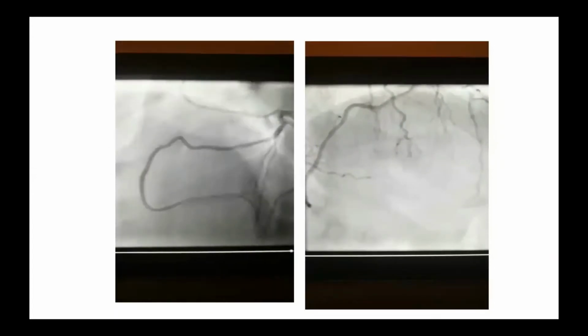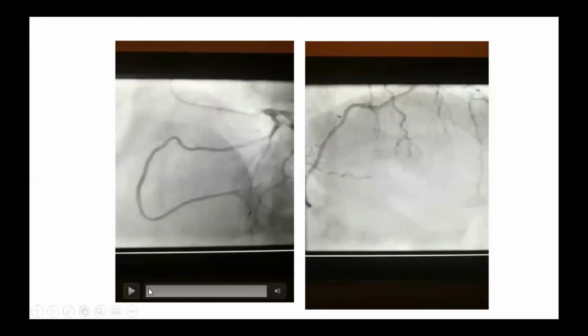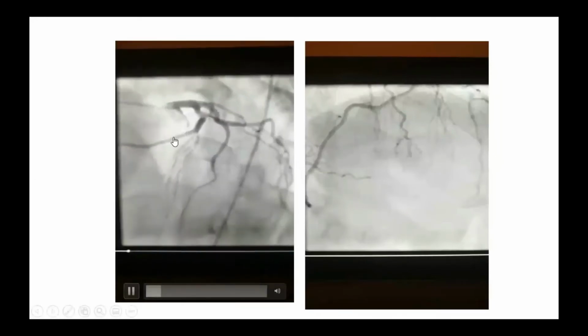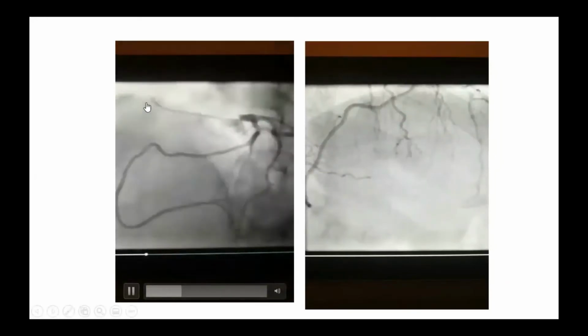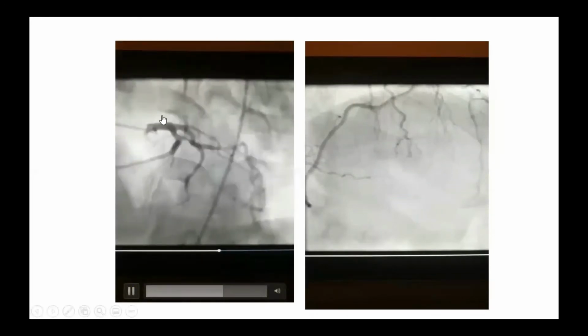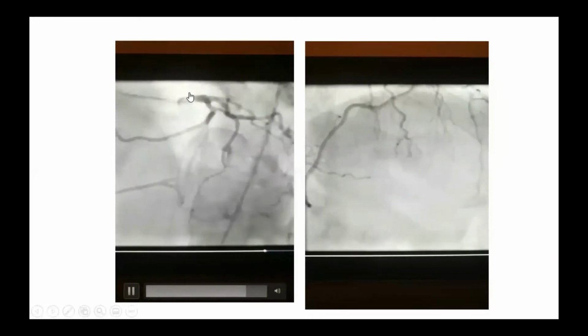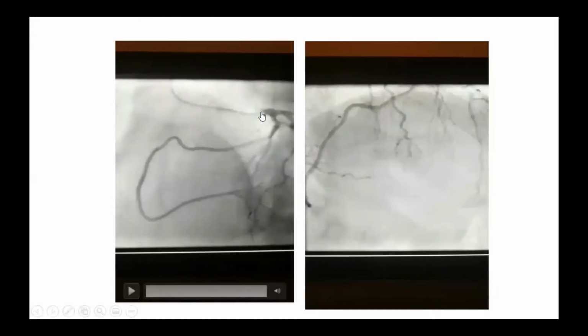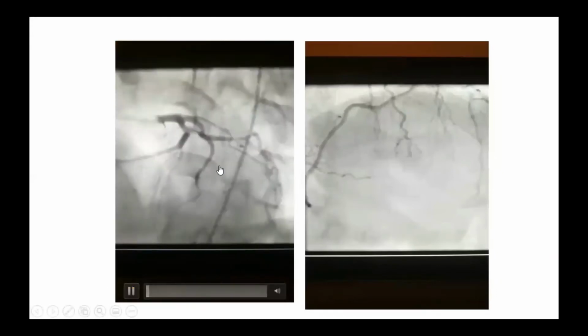Can you name the artery type if you see it here? This is engaging which system, by the way? The left system, left main and the LAD and the left circumflex. Yes. Left main giving what usually?